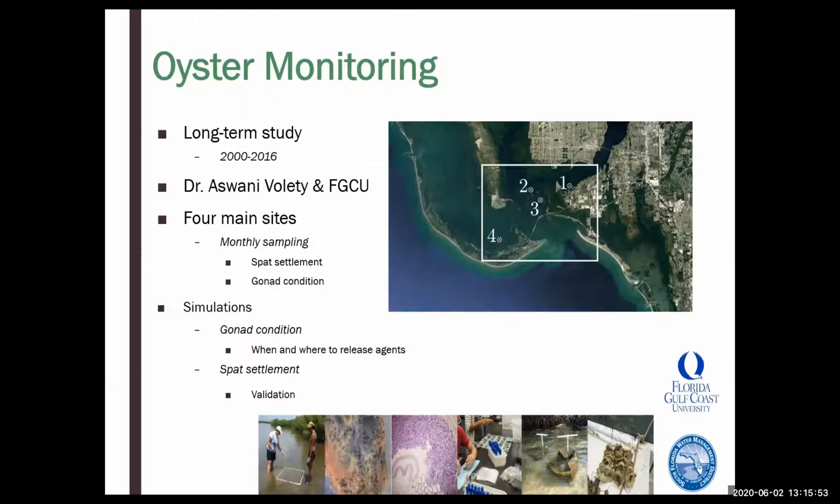So the gonad index provided us when and from which sites to release the agents within the simulations. And then the spat settlement, or the settlement data, was used to validate our agent settlement at the conclusion of our simulations. Next slide, please.